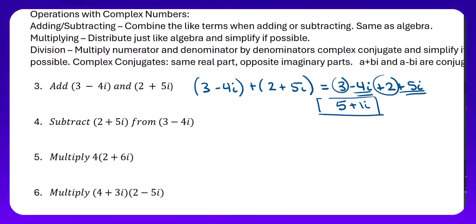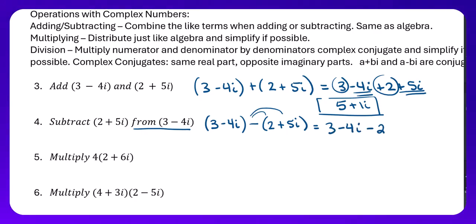All right, subtract 2 plus 5i from 3 minus 4i. So we have to start with the 3 minus 4i because that's where we're coming from. And we're subtracting 2 plus 5i. I will need to distribute now this minus sign. So this will be 3 minus 4i minus 2 minus 5i. Combining like terms now, we get 1 minus 9i as an end result there.